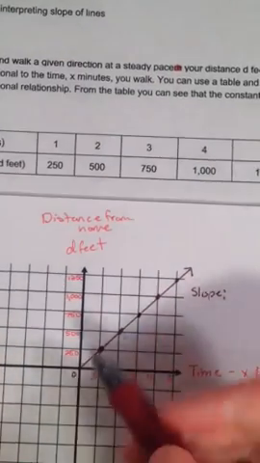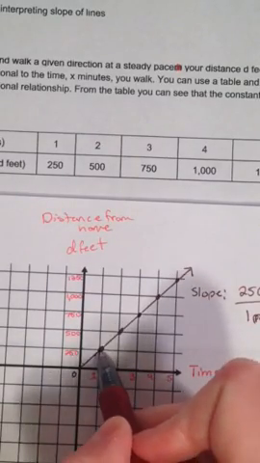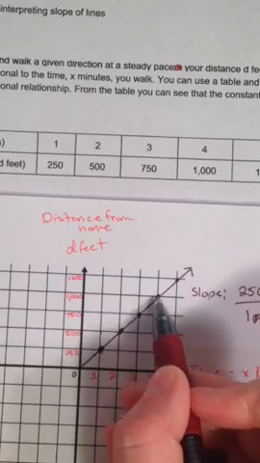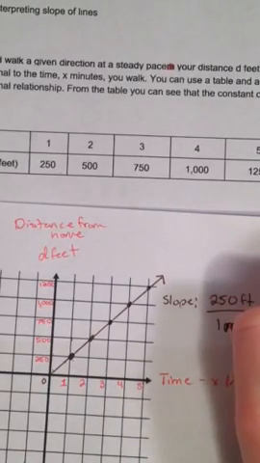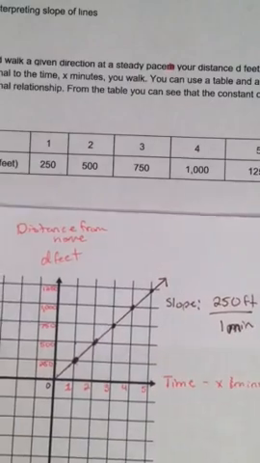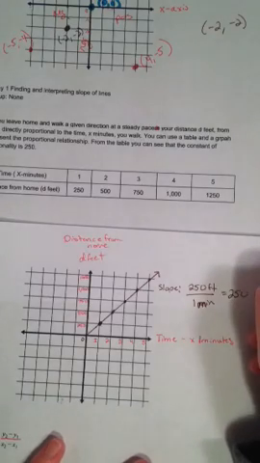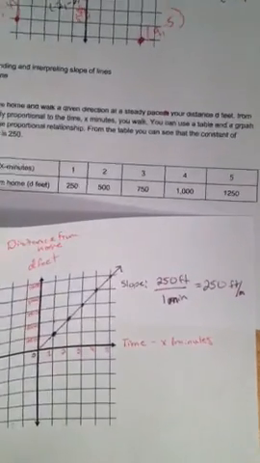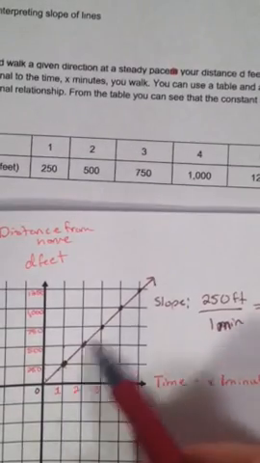So my slope in this case would be, I'm going 250 feet per 1 minute. Because I'm going up 250 over 1, up 250 over 1, up 250 over 1, up 250 over 1, up 250 over 1. This is minutes, sorry. So I'd have 250 feet per minute, and 250 over 1 is just 250. Usually you would label that feet per minute. So that's my slope of this wonderful line here.